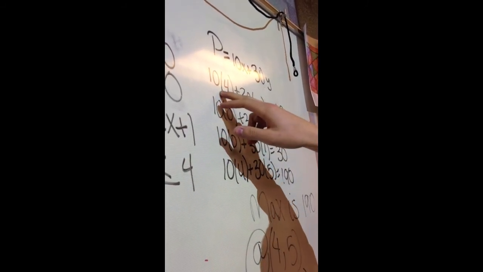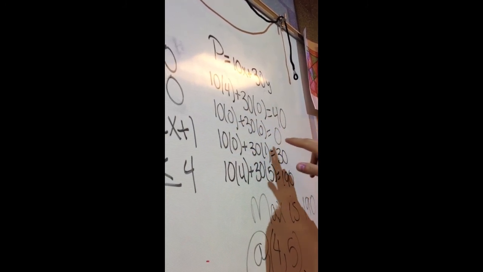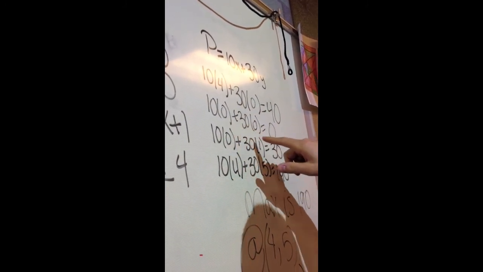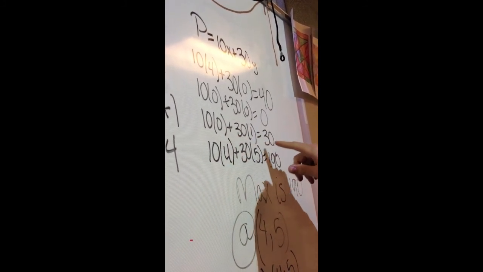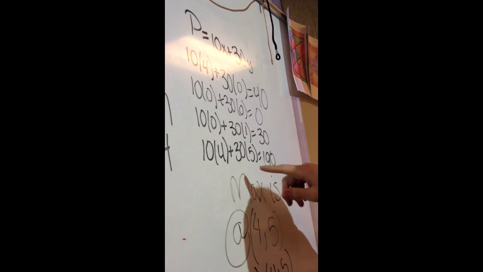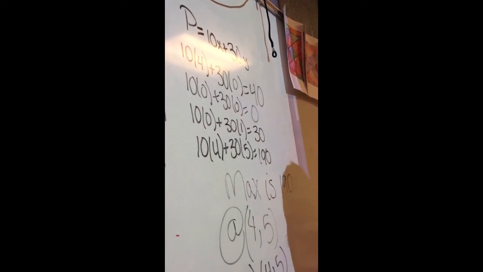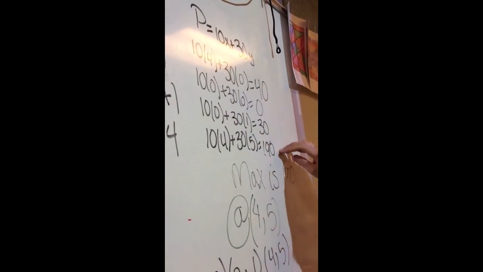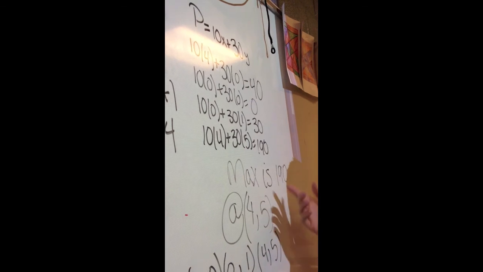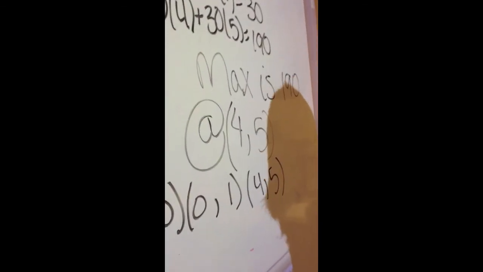So the first one, you do 10 times 4 plus 30 times 0 equals 40. 10 times 0 plus 30 times 0 equals 0. 10 times 0 plus 30 times 1 equals 30. 10 times 4 plus 30 times 5 equals 190. You want to take the max, whichever one has the most, since it's asking for the max, which is 190. So the max is 190 at 4 and 5.